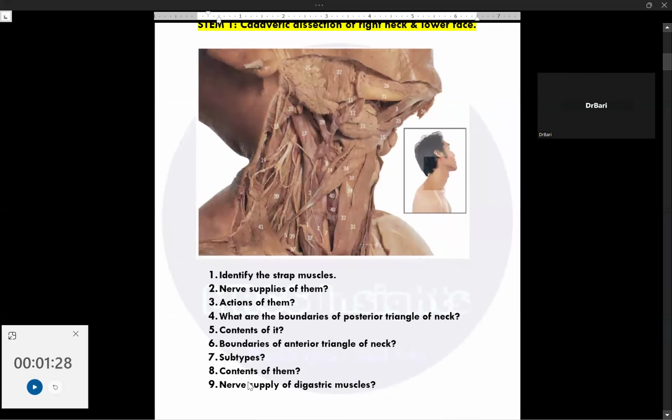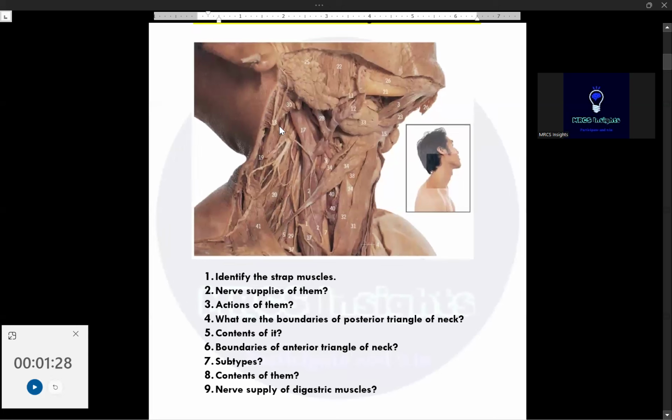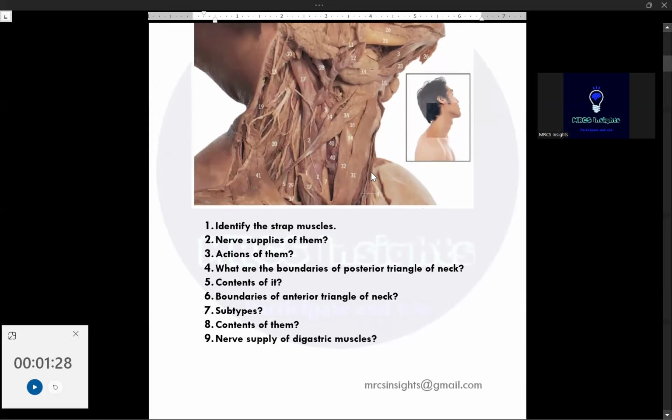I have to revise more, because the boundary of the anterior and posterior triangle is very important, and don't forget this boundary. There is no option to forget this, because the sternocleidomastoid muscle is constant. Its posterior border forms the anterior boundary of the posterior triangle, and its anterior border forms the posterior boundary of the anterior triangle. So this is right. Easy. Okay, no problem.